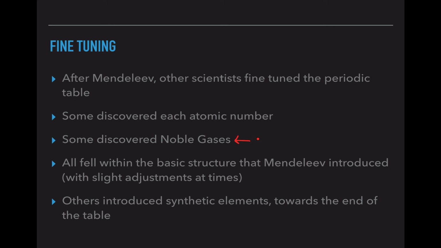Other scientists also introduced synthetic materials. They were added at the end of the periodic table because generally their masses are higher and they are radioactive. So those were placed in the bottom right corner of the periodic table, and they start at element number 93 and go straight through to what is currently element 118.